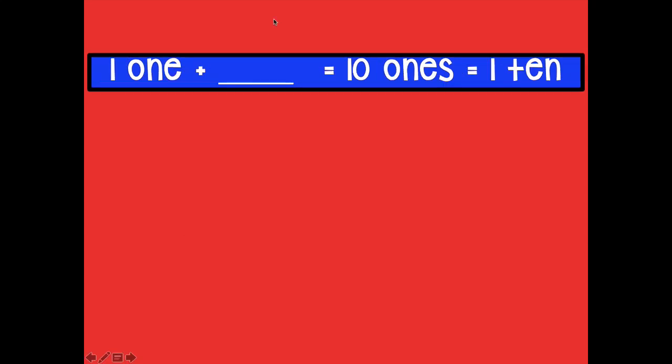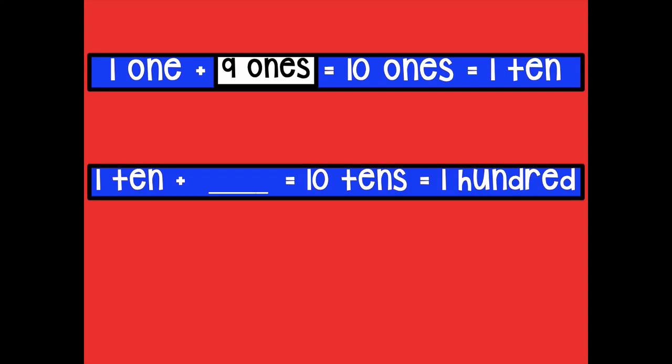All right, friends, so here we're going to fill in the blank on this one. So 1 one plus blank equals 10 ones, which equals 1 ten. So what number would I fill in there? Yeah, I would say 9 ones, right? Because 1 one plus 9 ones equals 10 ones. And we know the 10 ones equals a 10.